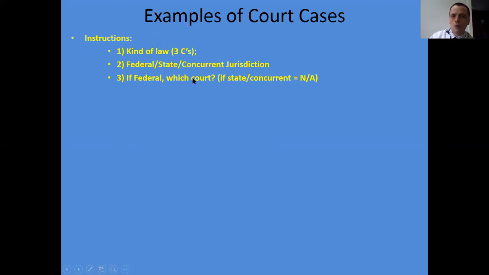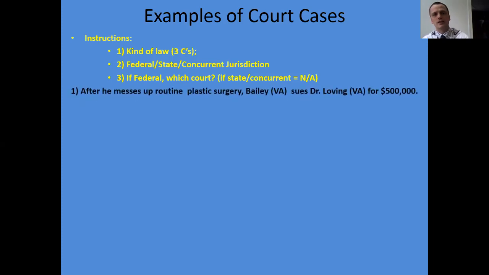And if federal, which court? If state or concurrent, this is not necessarily going to apply because we have not gone over state court. So only when we're talking about federal, are you going to break down and tell me which court it's going to. Kind of a review of what we've done before. So we're adding a couple steps to the worksheets that we've done in the past, and we'll go from there. So let's look at this. We'll do this one together.